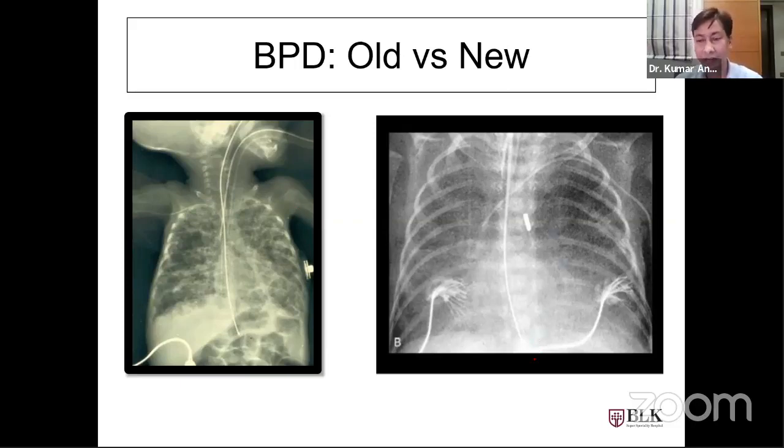So without looking at the history, it would be very difficult to say whether it's a case of HMD or a case of BPD. By clinical history, we can say that this is a case of new BPD or mild BPD, because the baby would be dependent on mild CPAP or mild humidified high flow nasal cannula and dependent on oxygen for a longer period.